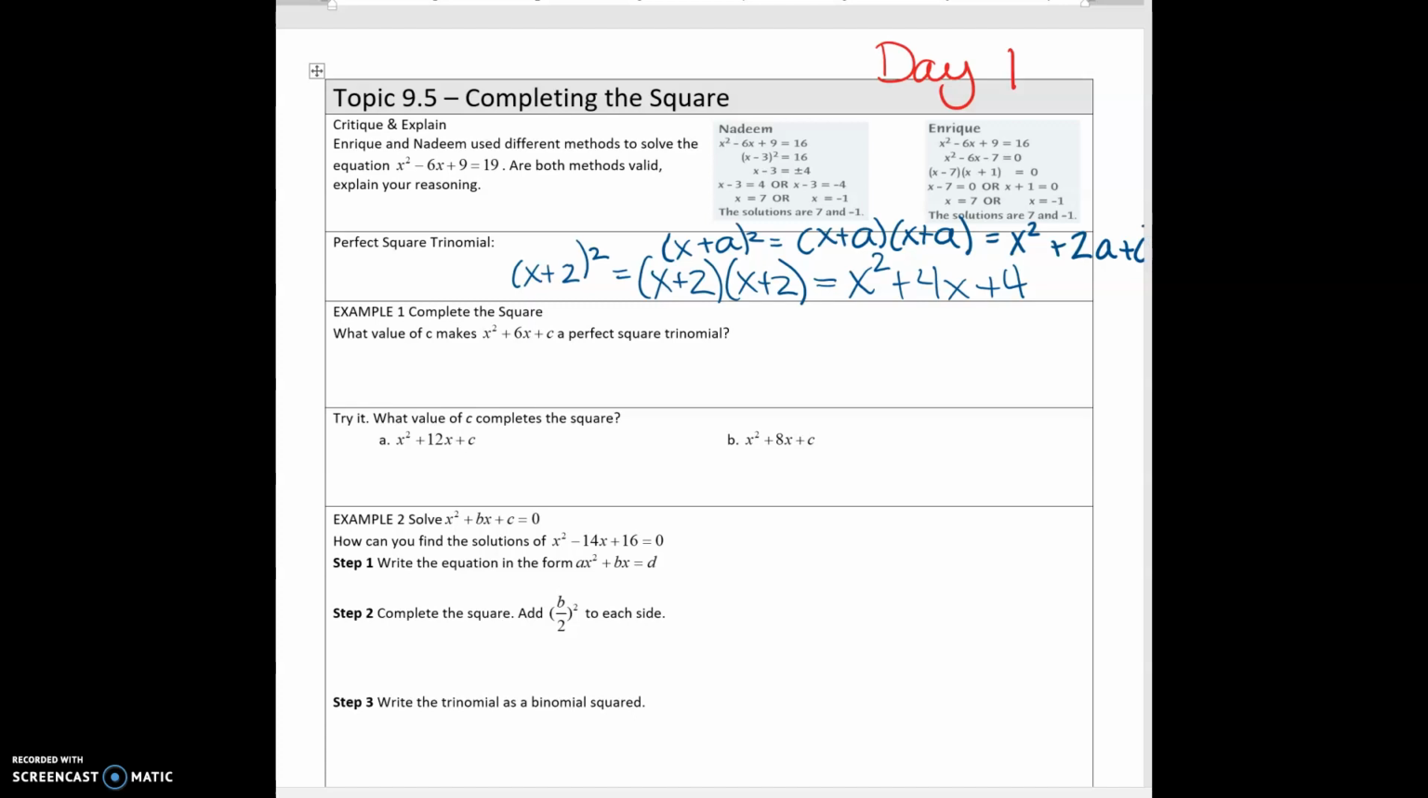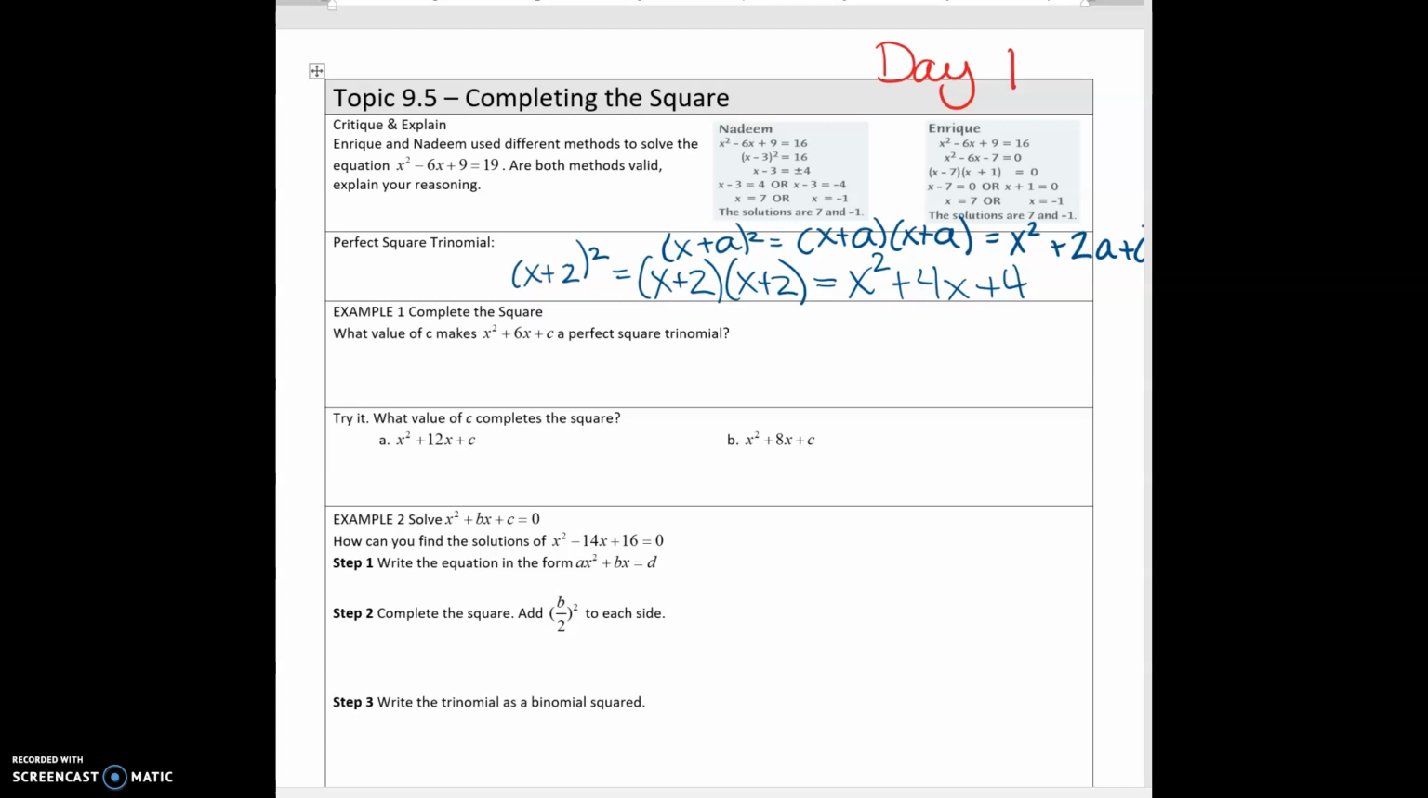Okay. So what value of c makes this here a perfect square trinomial? So there's a visual way of doing it, and you can watch the video that's down below if you want to see a visual way that Ms. Holstad has found and she really likes.